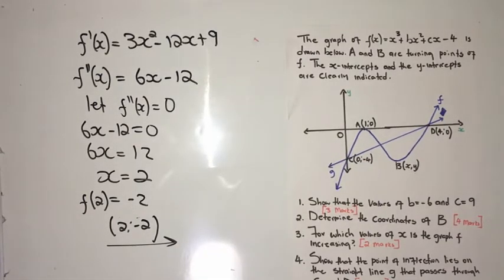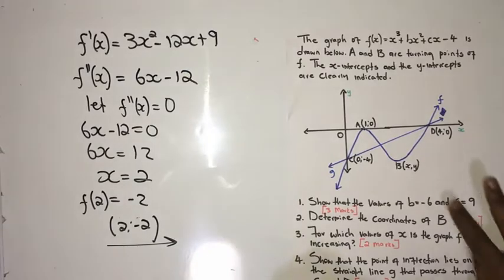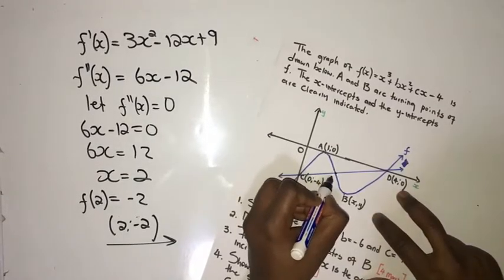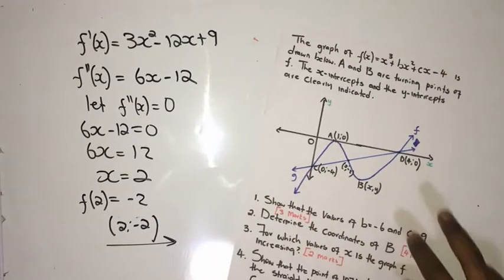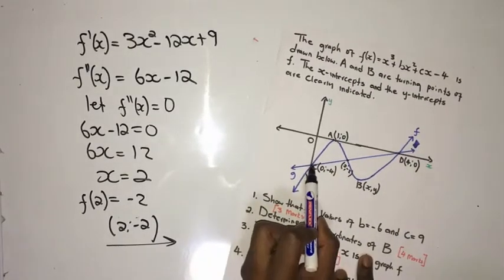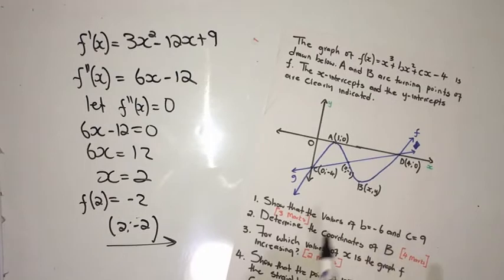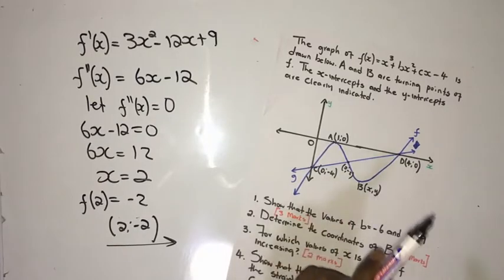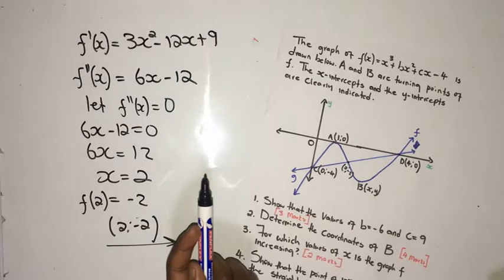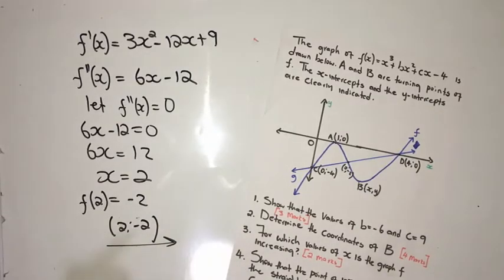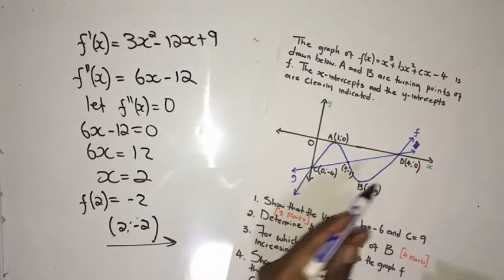Remember, we know this point is (2, -2). Another way is finding the gradient between this point and that point, and also the gradient between that point and that point. Those two gradients should be the same. I'm going to go for this method of finding the two gradients because it's easier. They are both relatively easy to do, but this is a quicker one.